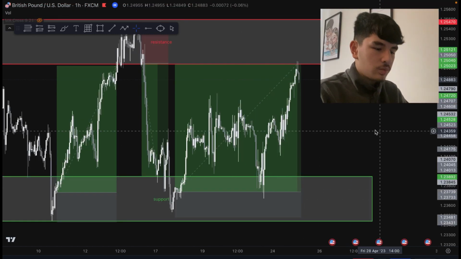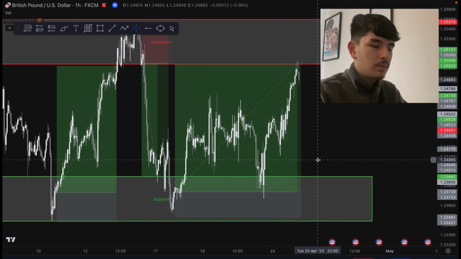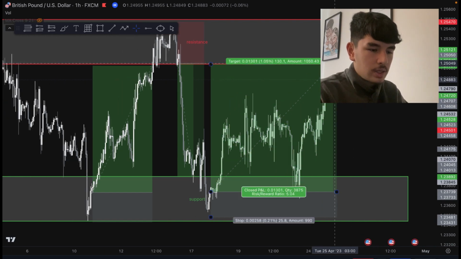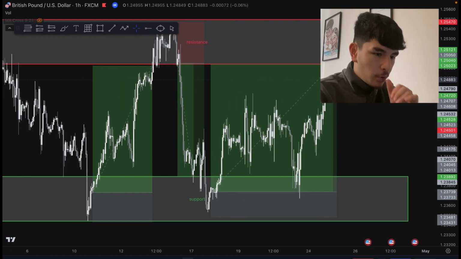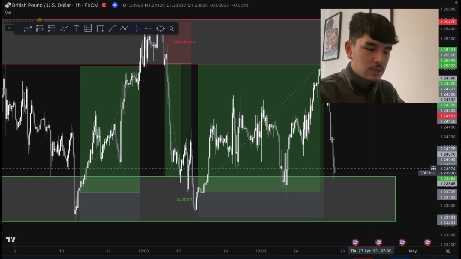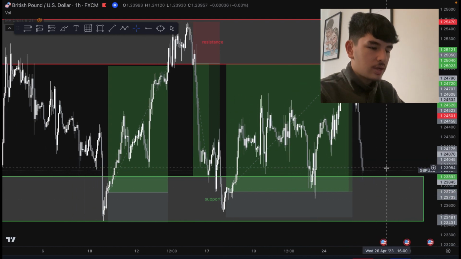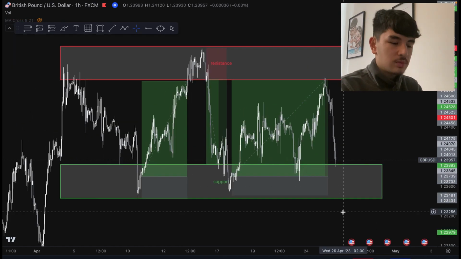Right, so there we have it. We see the third trade panning out perfectly, just about hitting our take profit before, I'm guessing, a reversal, as we can see, coming back down to the support area again. Right, so as you can see, this played out perfectly.